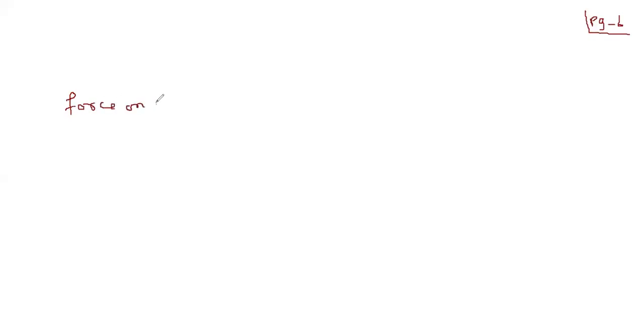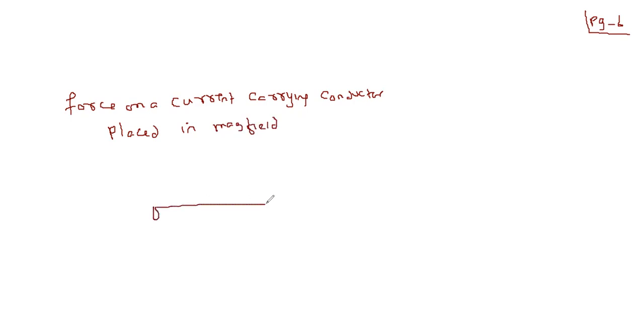Force on a current carrying conductor placed in a magnetic field. Imagine it is a conductor. Assume this conductor is placed in the path of the magnetic field. Assume it is the direction of magnetic field. And imagine the current is going in this direction. Assume it is the direction of current.